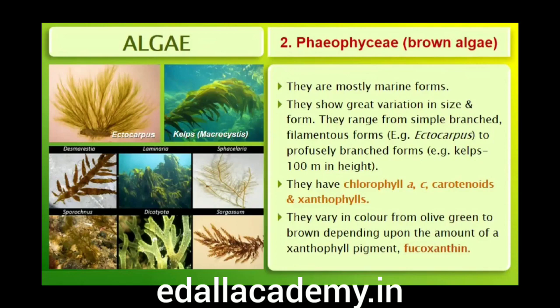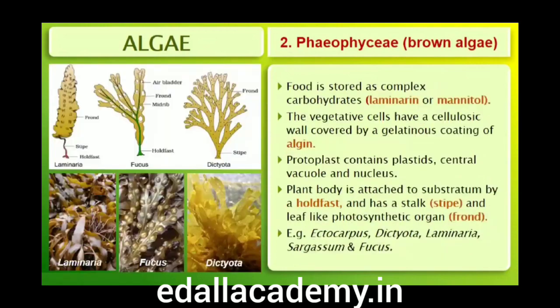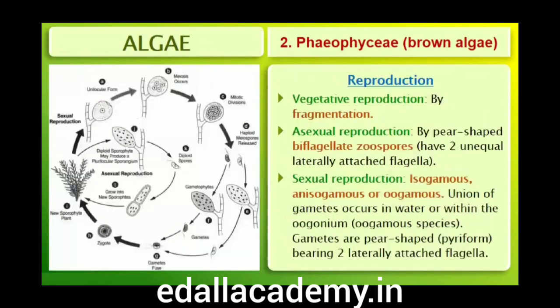fucoxanthin, present in them. Food is stored as complex carbohydrates, which may be in the form of laminarin or mannitol. The vegetative cells have a cellulosic wall usually covered on the outside by a gelatinous coating of algin. The protoplast contains, in addition to plastids, a centrally located vacuole and nucleus. The plant body is usually attached to the substratum by a holdfast, and has a stalk, the stipe, and leaf-like photosynthetic organ, the frond. Vegetative reproduction takes place by fragmentation.